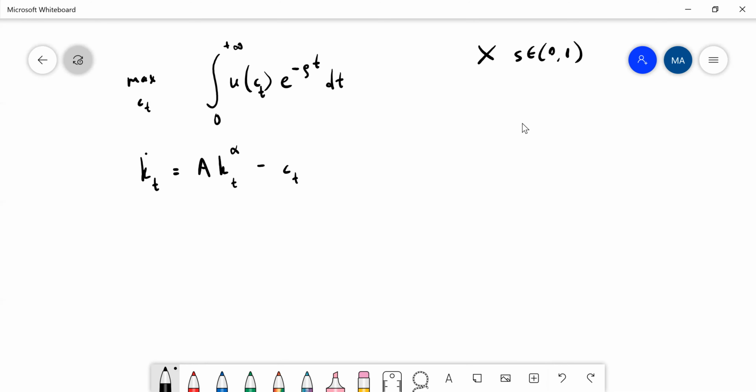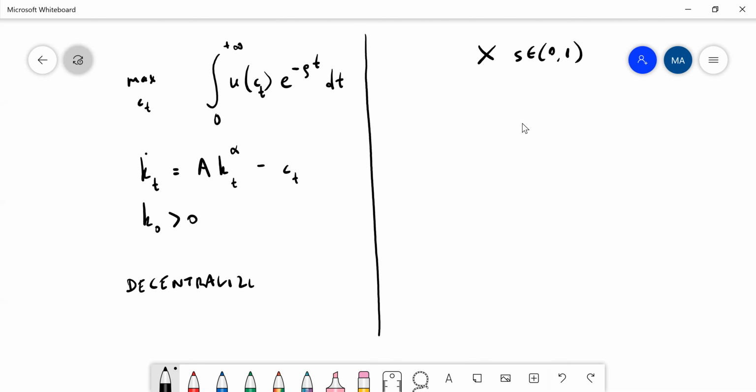and we assume that delta is 0, right? So we basically find this simple resource constraint, where K0 is positive. Now, this is the decentralized version. Why? Because the firm will take A as given.